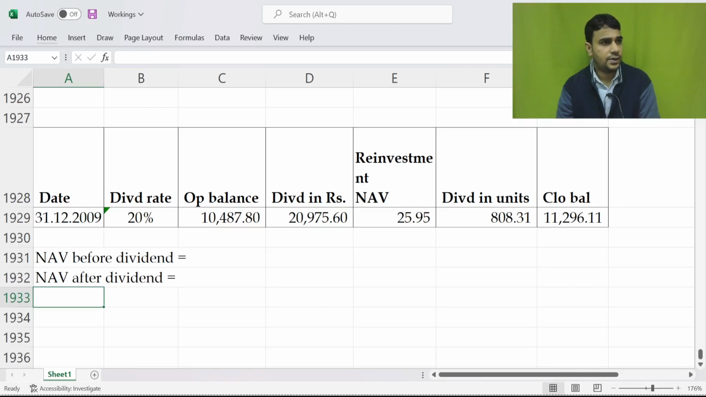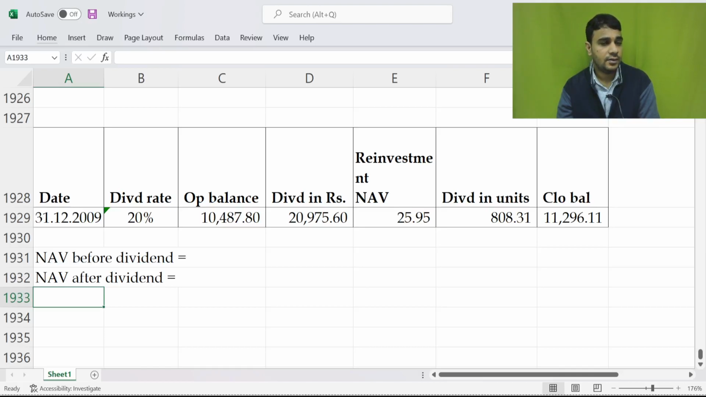Guys, please participate. Right, wrong, and all doesn't really matter to me. What is the NAV before dividend? I'm not able to hear anything. So you'll have to be louder. You are in the first, second row. So please be louder and let me know. Right, wrong doesn't matter to me. What is the NAV before dividend?